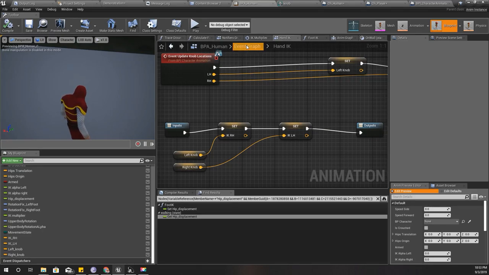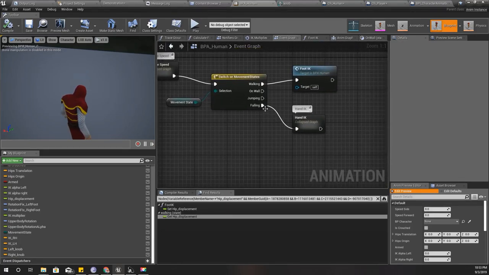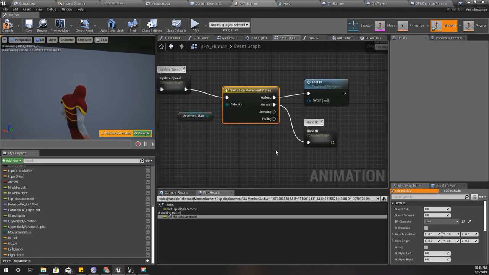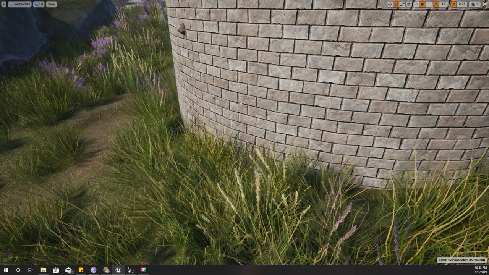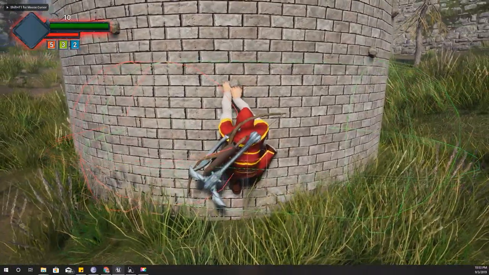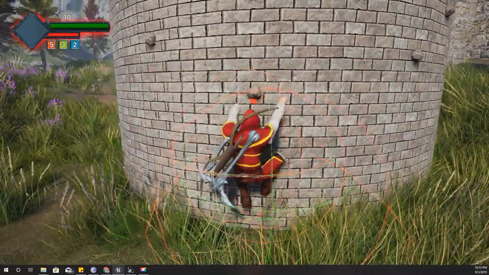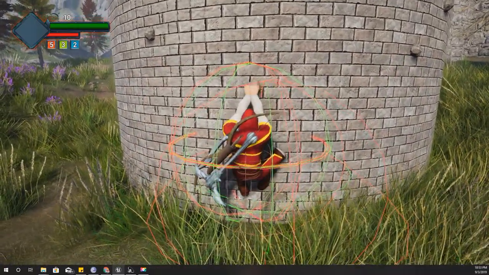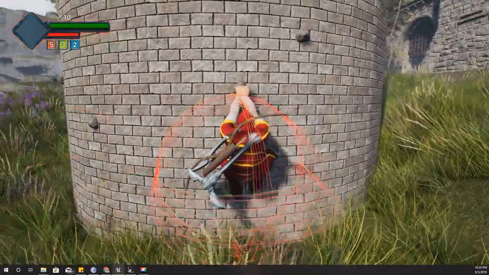Oh wait, here. Right. This is the problem. I should have connected it to the on wall, not to the falling. Oh, I'm really sorry. Right, it does work now without any issue. Okay, I'm really sorry about that. That was a stupid mistake.